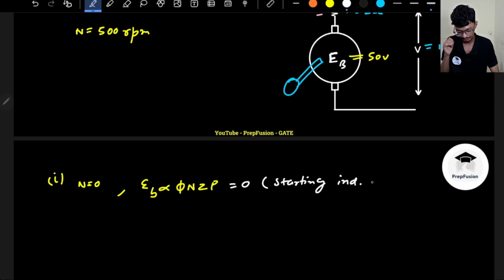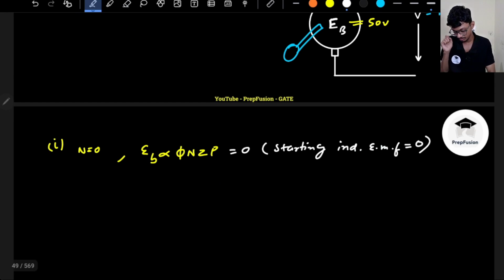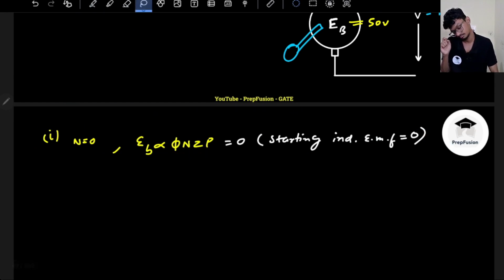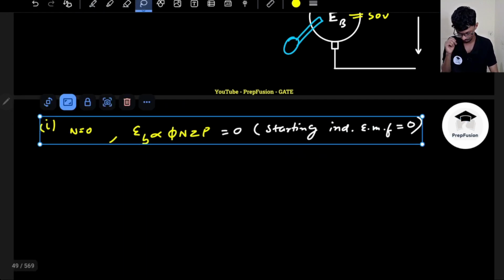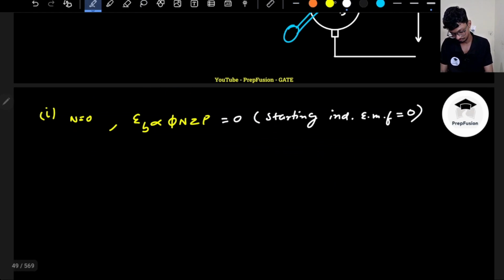Induced EMF will be equal to 0. Okay, now next, so in starting, induced EMF is 0.